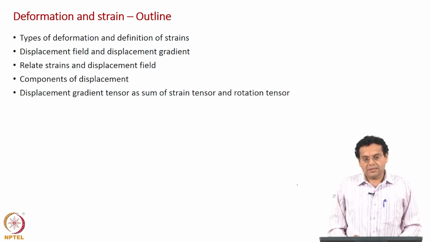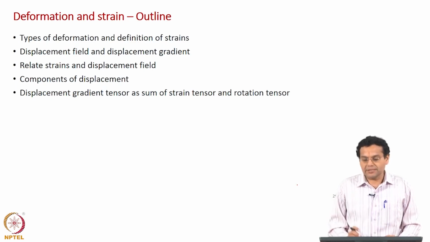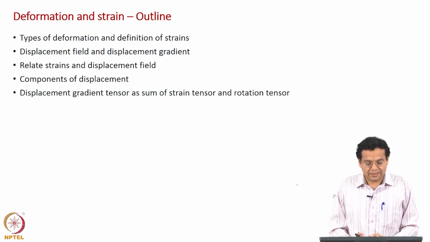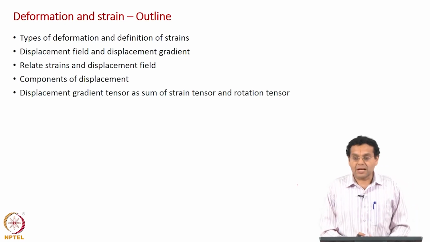Then we said the strains are related to the displacement of the particles or points. So, then we discussed what is the displacement field, what is the displacement gradient, slowly moving from 1D, 2D to 3D. Now, we have strain on one side, displacement field on another side, and then we will have to relate these two, and that is the objective of this lecture. Later on we will see what is components of displacement, and then the last bullet later on.